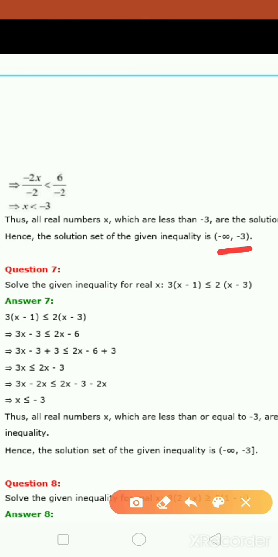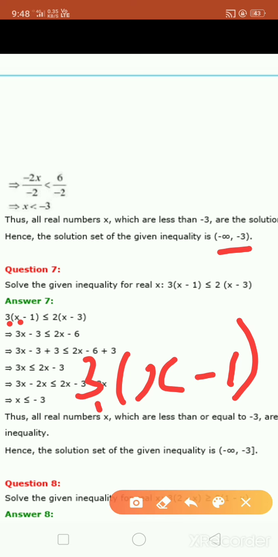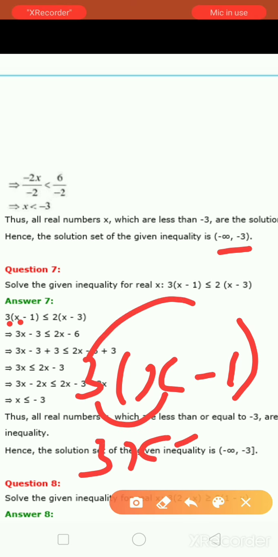If there is a bracket, you need to solve the bracket first. So if it is 3 of x minus 1, solve it. 3 into x, you will get 3x, minus 3 ones are 3. Right, so it is here. Again, in the same way, I have to do 2x minus 2 ones, 2x minus 2 threes are 6. Got it.